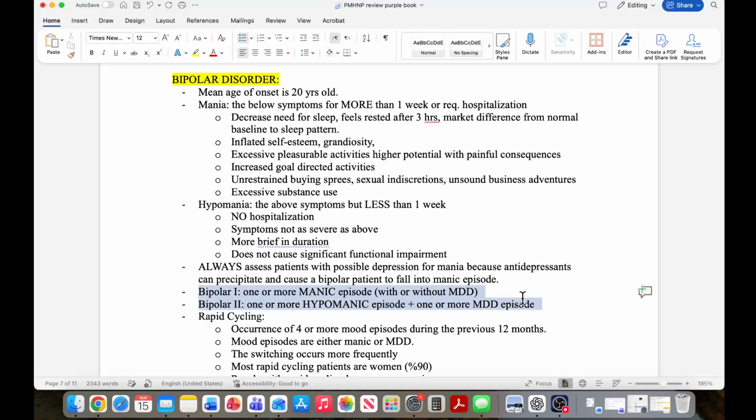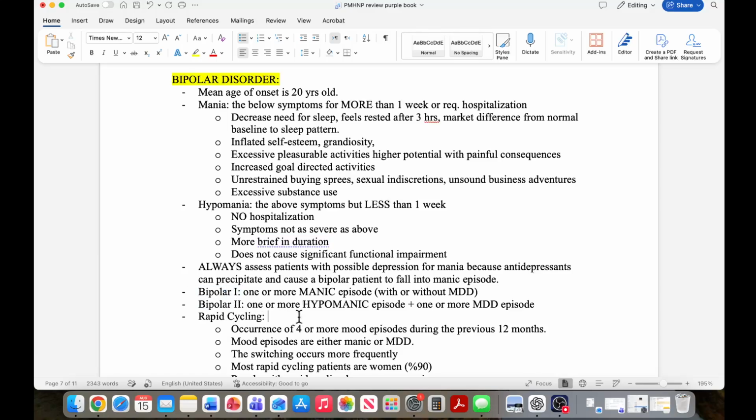Here you see bipolar 1, bipolar 2. So bipolar 1 is one or more manic episodes with or without the depression. They don't have to have depression. As long as they're manic, we're going to call them bipolar 1. As long as they have one or more manic episodes in their lifetime, which is more than 1 week of this craziness, or anything that requires hospitalization, then it is bipolar 1, unfortunately.